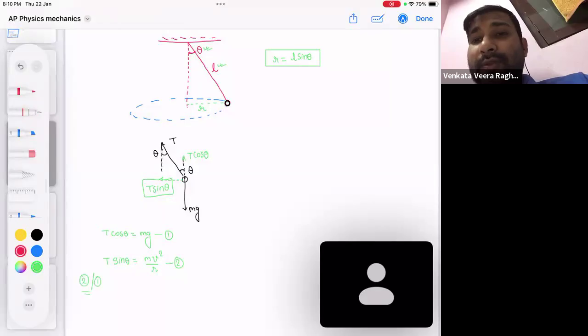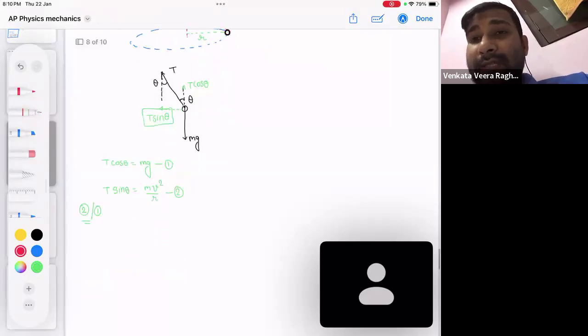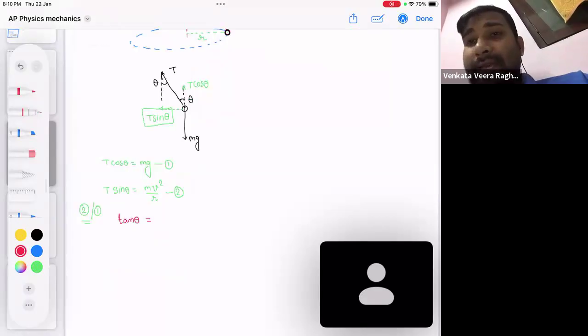If you divide 1 and 2, or 2 and 1, you get sine theta by cos theta, which is tan theta. And if you divide it, m and m will get cancelled. This is v square by rg coming to us. So what is the velocity of this particle? The velocity of this particle is under root of rg into tan theta.